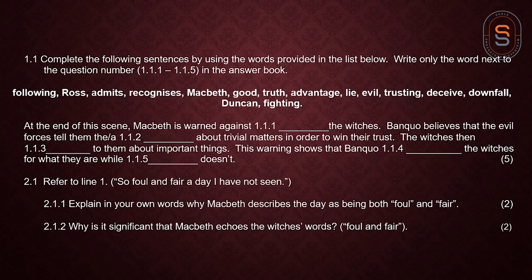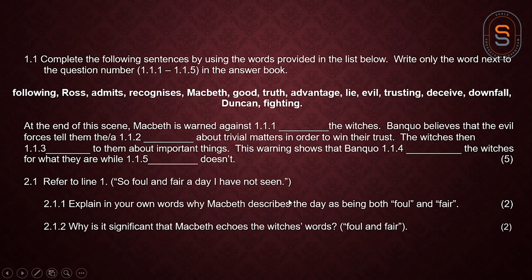If we have a look at that, at the end of this scene, Macbeth is warned again against trusting the witches. Banquo believes that the evil forces tell them the truth about trivial matters, not important matters, in order to win their trust. The witches then lie to them about important things. This warning shows that Banquo recognizes the witches for what they are, while Macbeth doesn't. Then refer to line 1, "So foul and fair a day I have not seen." Very important, they will ask this if this extract is ever asked in a test or an exam.